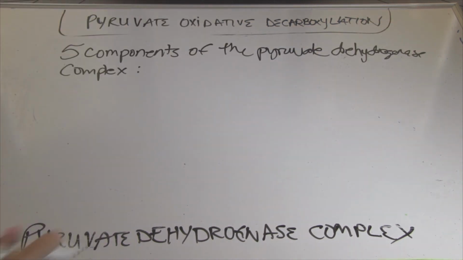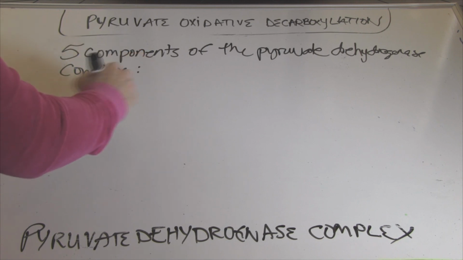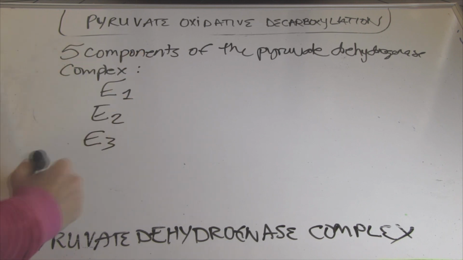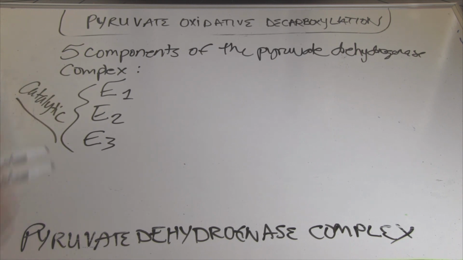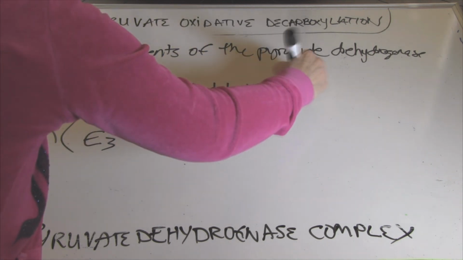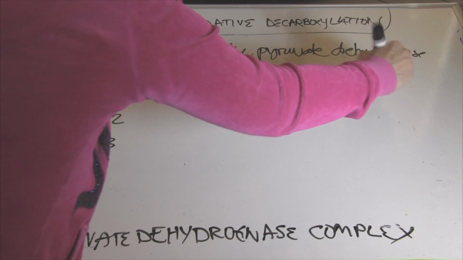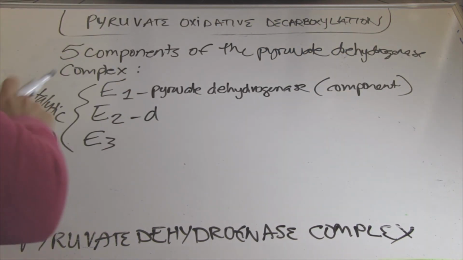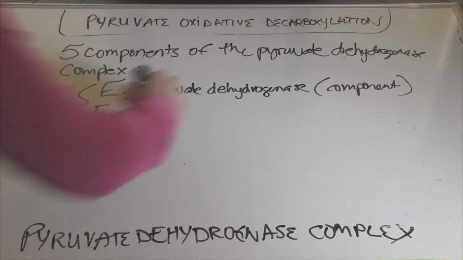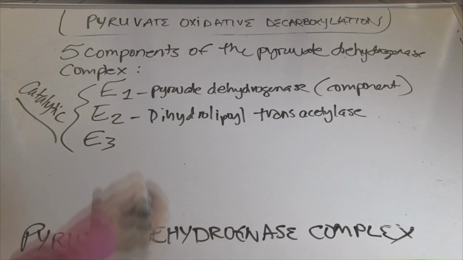Okay, so we had 5 components of the pyruvate dehydrogenase complex. We have E1, E2, E3. These are catalytic. The first one, pyruvate dehydrogenase. Second one, dihydrolipoyl transacetylase.